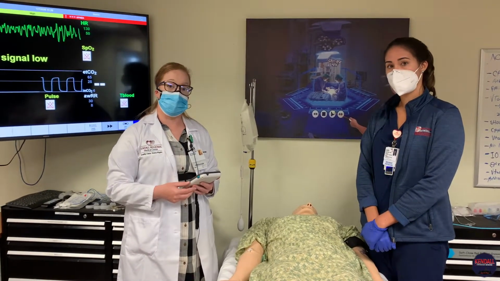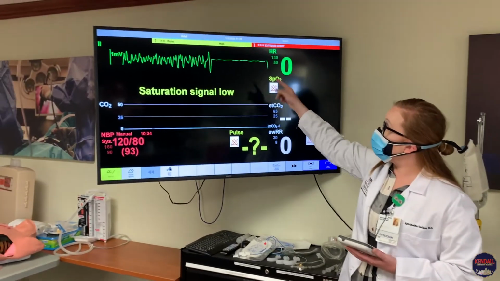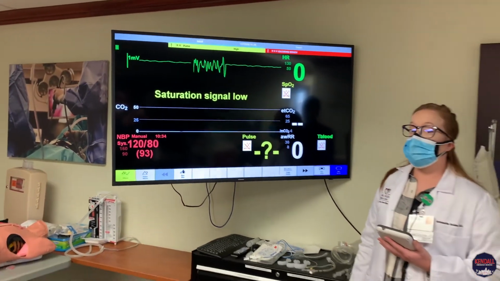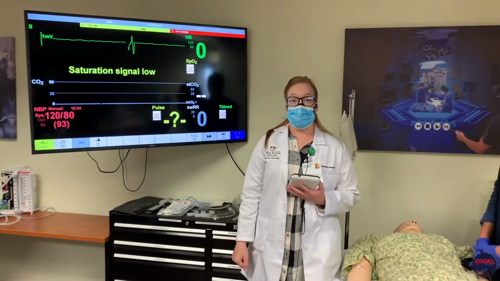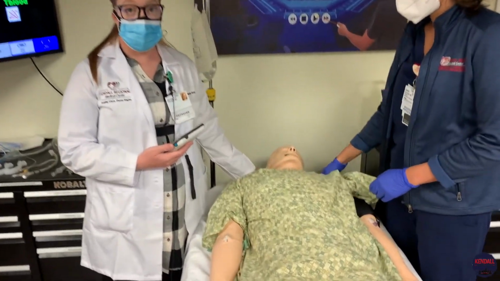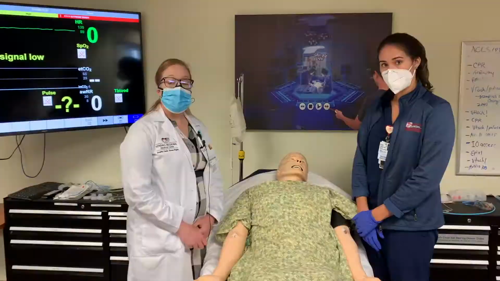to a new rhythm. Here we have asystole. This will look like a flat line on the monitor. You always want to ensure that the electrical monitor is on the patient during asystole. You would confirm by checking the pulse and confirming that the patient does not have a pulse.